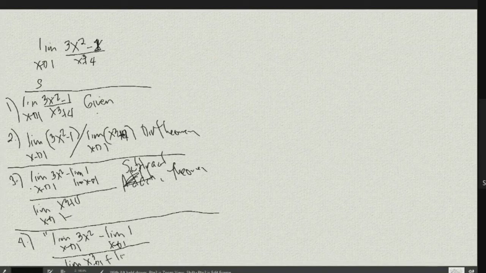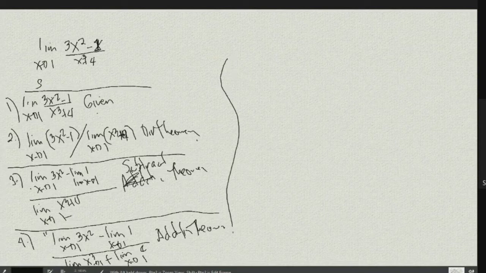Plus, so, addition theorem. Ito naman eh. Next.